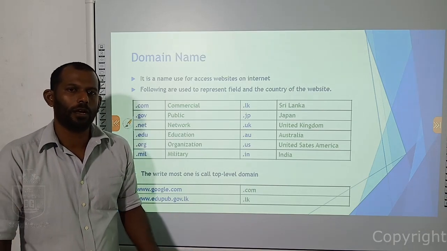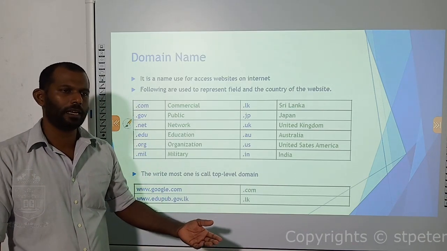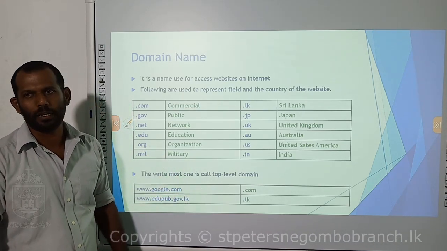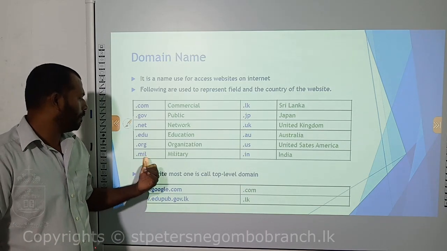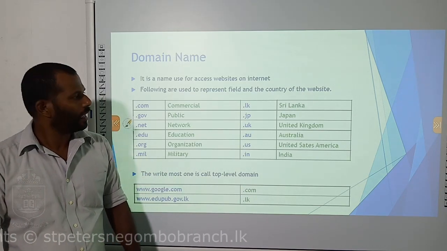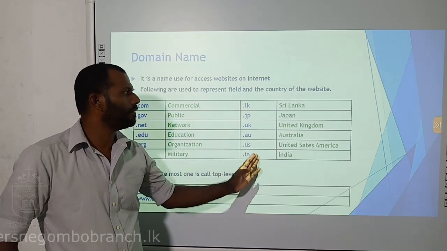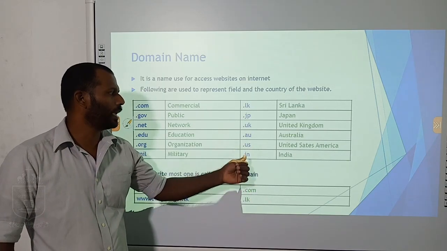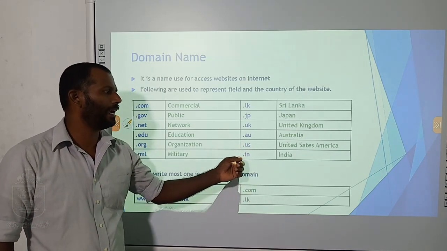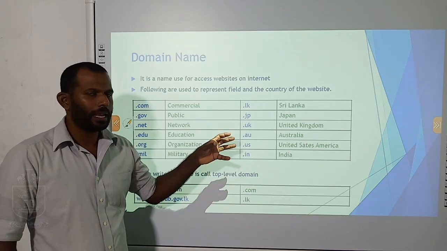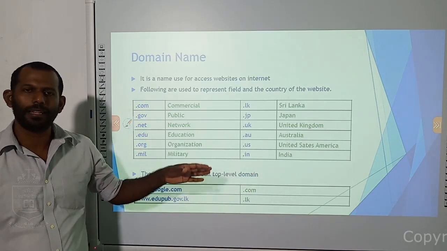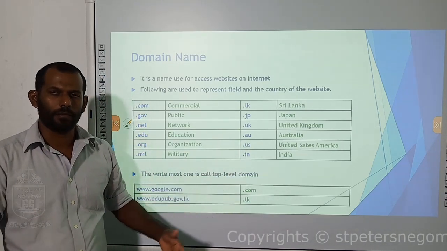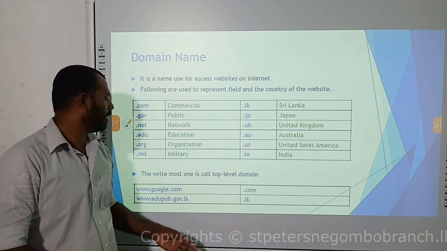If you want to build a personal website, it is better to use .org. Next is .mil, which means a military purpose website. And here are some country level domains: .lk, .jp, .uk, .au, and .us. By looking at the website name, you can identify whether that website belongs to an educational purpose, a country, or a commercial purpose, something like that. Alright?